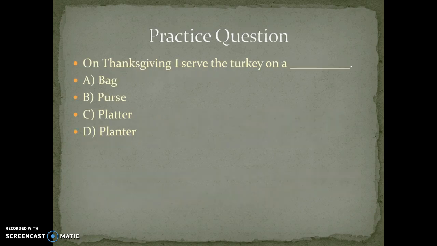So here's a good one for a couple different reasons. On Thanksgiving, I served the turkey on a blank. Okay, you'll notice that A and B, bag and purse, very similar items, right? So the chances are it's neither one of those because they mean essentially the same thing. A bag and a purse, they're both very similar. So we could probably eliminate both A and B. Now that leaves us with C and D.